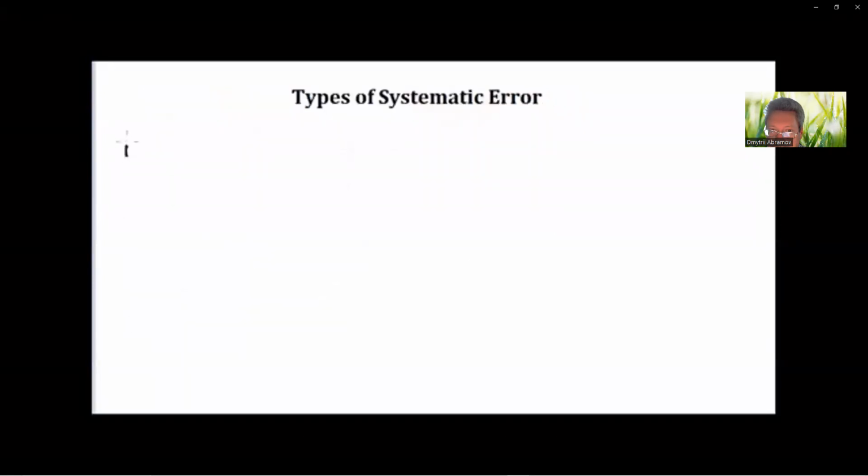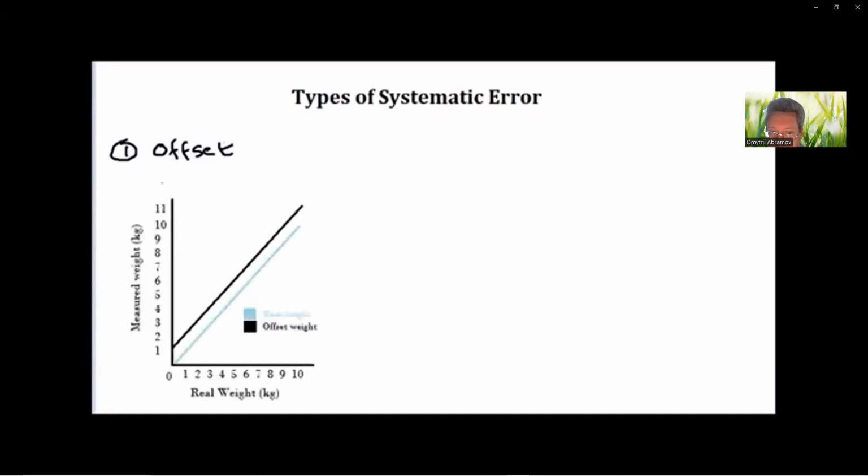Let's take a look at a couple of types of systematic error. Offset error is where your instrument isn't set to 0. For example, you might forget to tare your scale before you place your items on it. If that tare isn't set properly, all of your readings will have offset error, probably caused by the weight of the container.